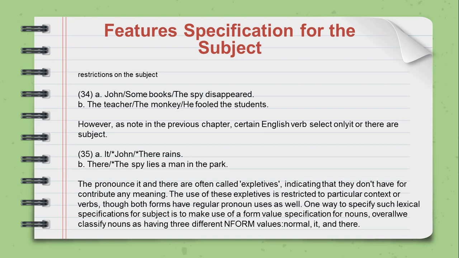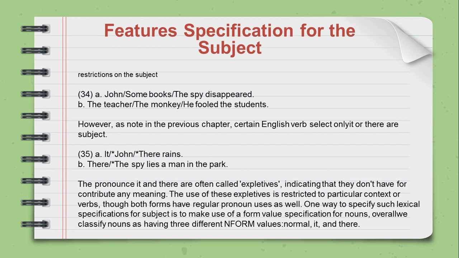Feature specification for the subject. In general, most verbs select a regular noun phrase as subject. 34. A. John or some books or the spy disappeared. B. The teacher or the monkey or he fooled the student.